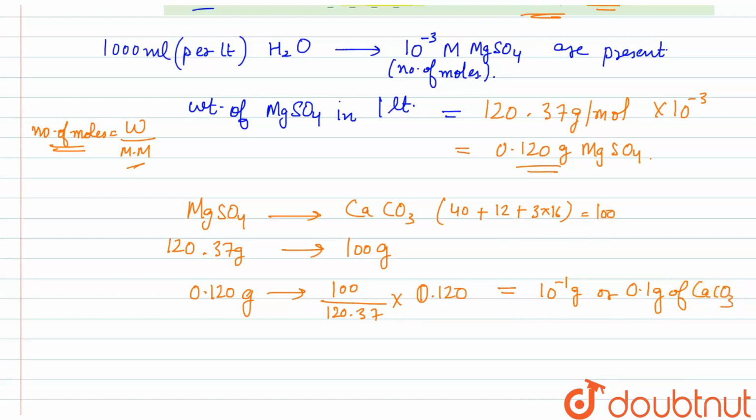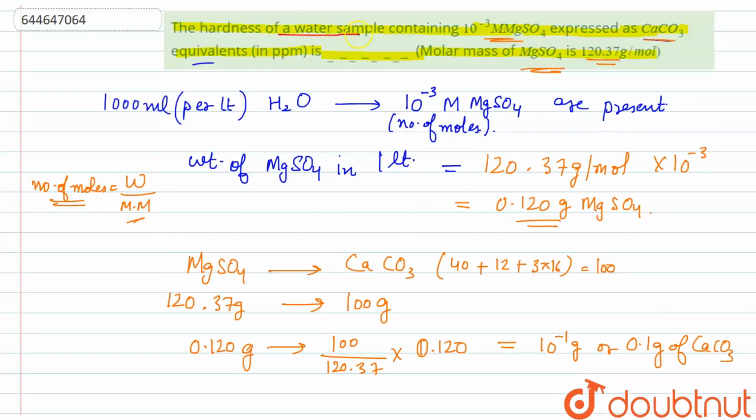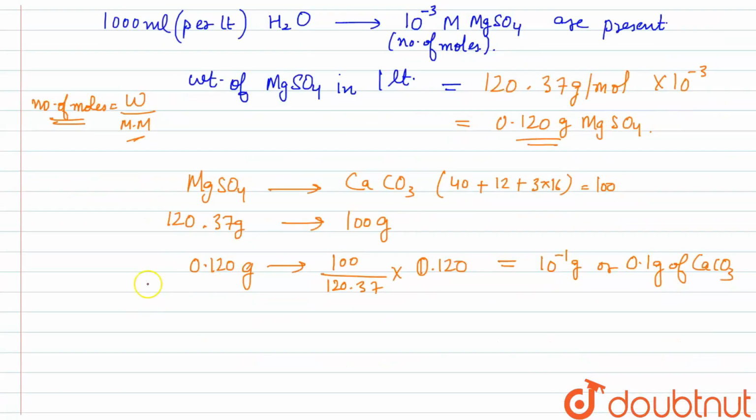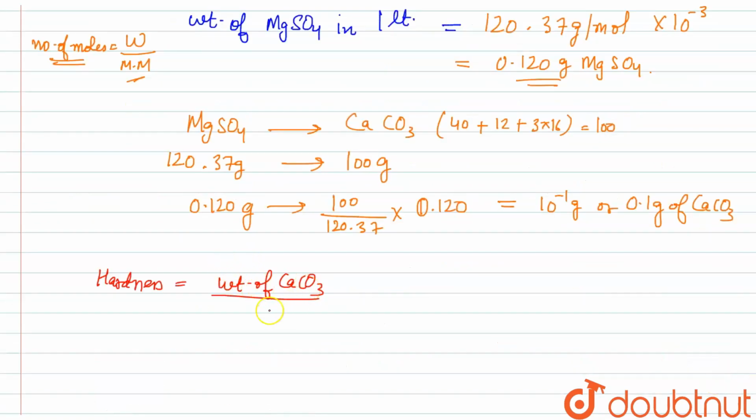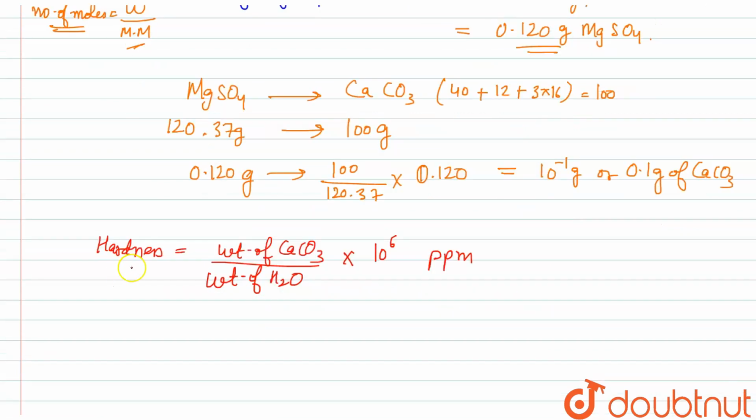Now we have to find the hardness of the water sample. So hardness has a formula. Hardness is equal to weight of calcium carbonate. As it is asked that we have to express it in CaCO3 equivalents and also in ppm, this is the formula: weight of CaCO3 upon weight of water into 10 to the power 6 ppm, that is parts per million.